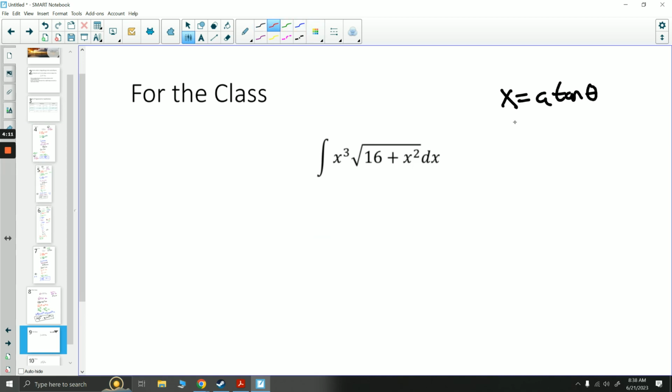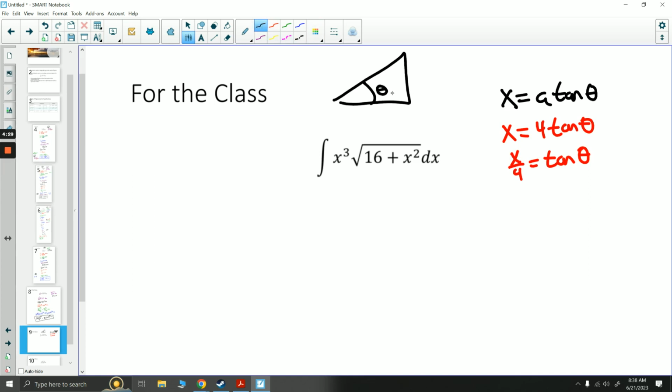So for us, that means that our x is going to be 4 tangent theta, because 4 squared is 16. So that means that x over 4 is our tangent theta, and that's going to help me with my triangle. So let me go ahead and draw that. So tangent is opposite over adjacent. That means the hypotenuse is the square root of 16 plus x squared. Okay, so we have our little triangle drawn.